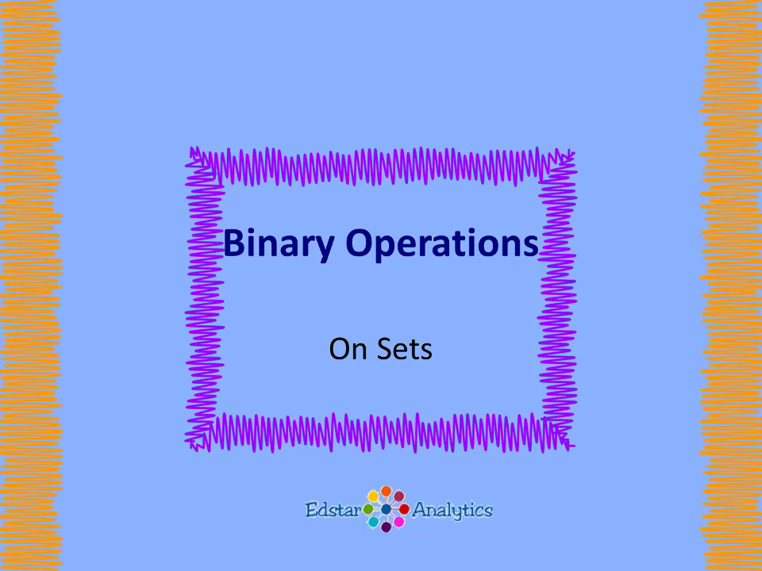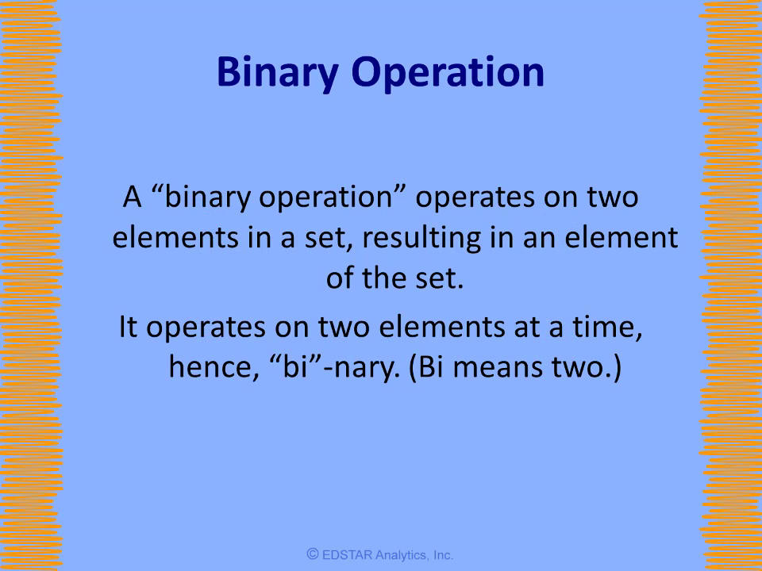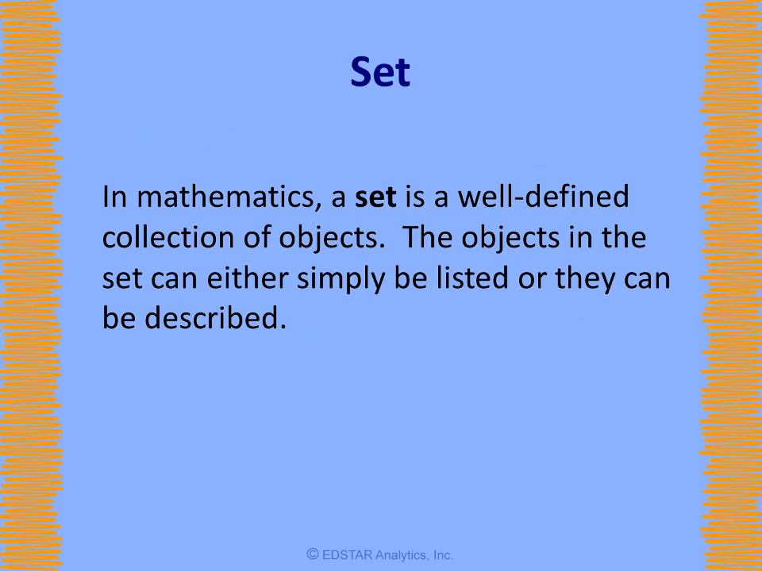We are going to talk about binary operations on sets. A binary operation operates on two elements in a set, resulting in an element of that set. It operates on only two elements at a time, hence binary. Remember that in mathematics, a set is a well-defined collection of objects.